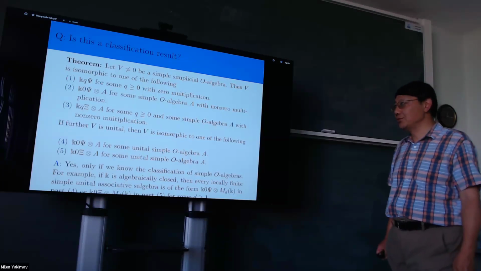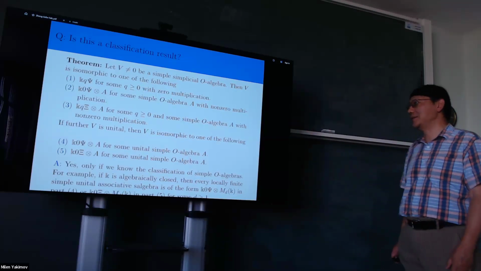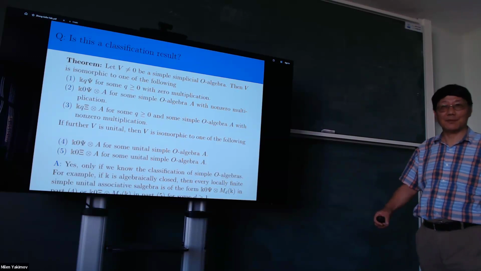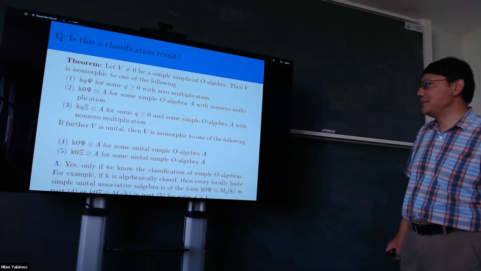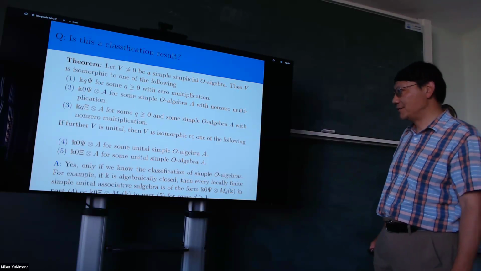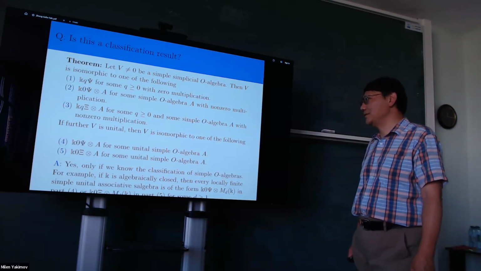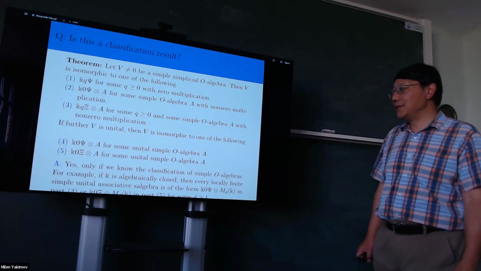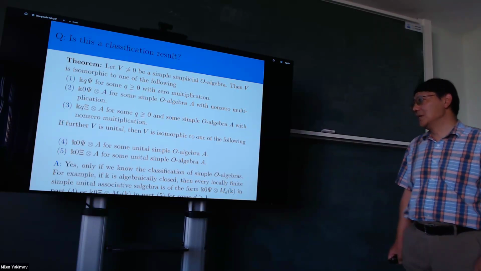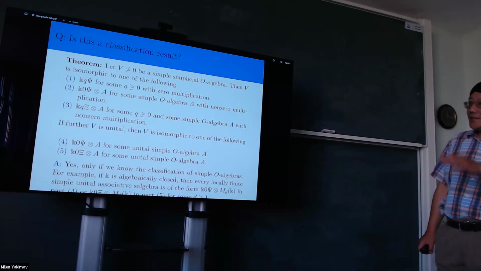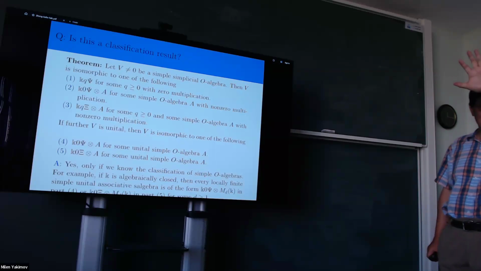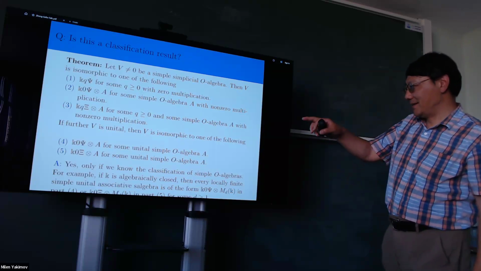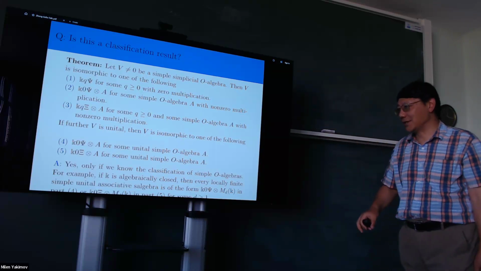In item 2, A must have a non-zero multiplication. Could be trivial multiplication, that's possible. Some non-zero multiplication. In item 3, we have KQ tensor A, and for Q beginning with 0. Again, A has non-zero multiplication. Then if we require V to be unital, then case 1 will not appear, because in the unital case the multiplication cannot be 0. Okay, then we have 4 and 5. These are some cases of 2.